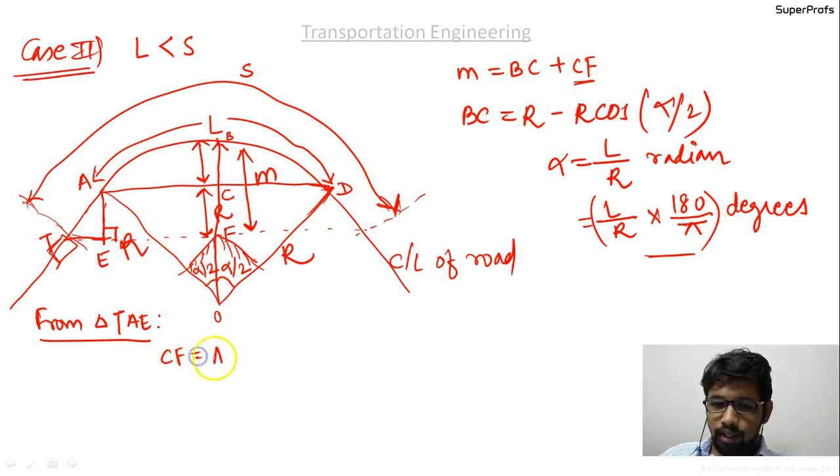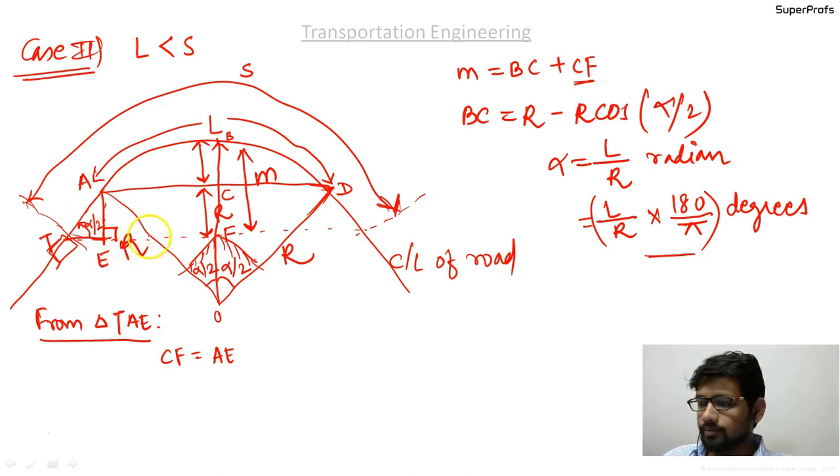CF equal to AE, and here we can say that this angle is alpha by 2. I hope you all got how this angle is alpha by 2. If not, just go through it again, how this angle is alpha by 2. Just do some similarity of triangles and use those standard laws. You will understand how this angle is alpha by 2. And if not, then ask me again.